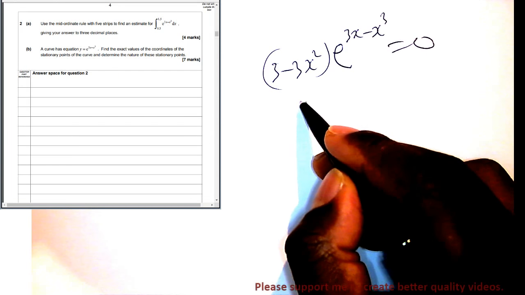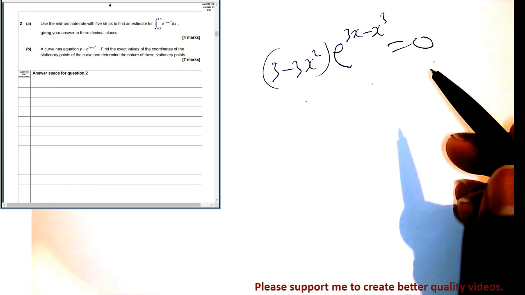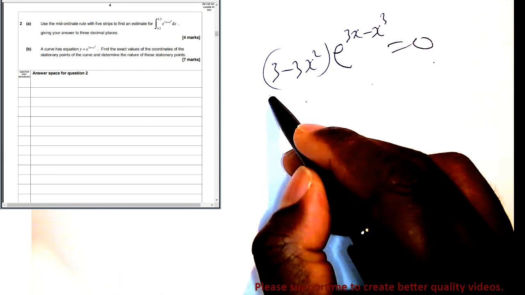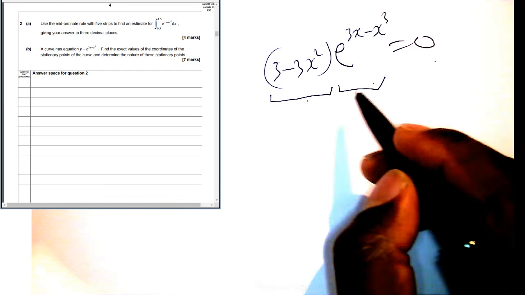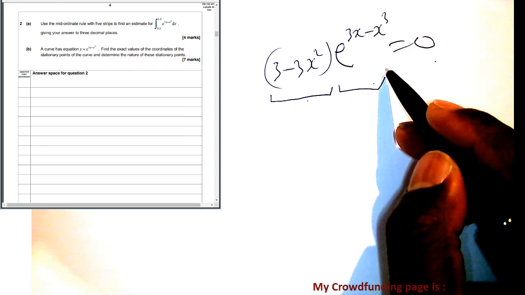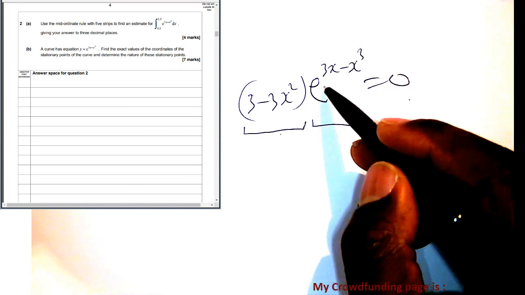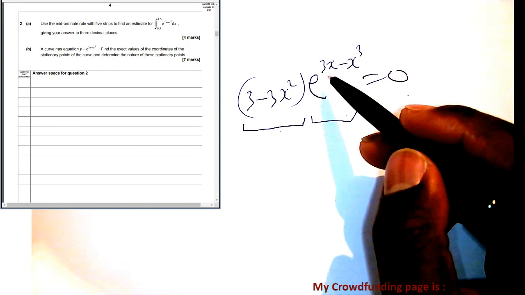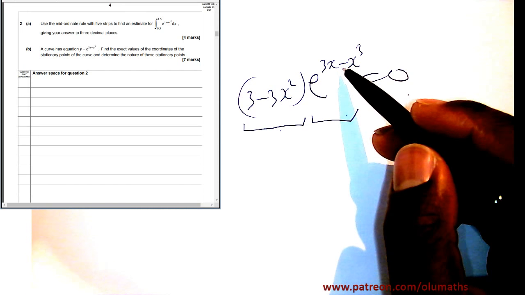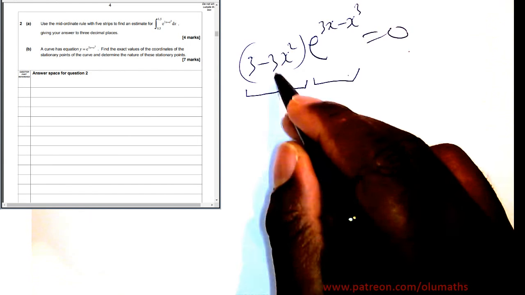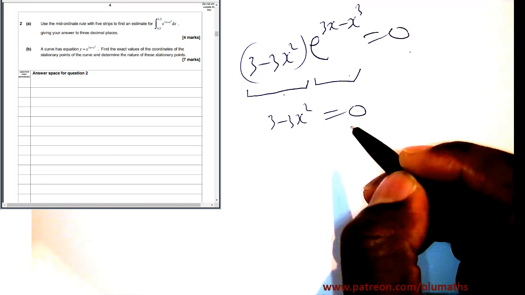If you have a multiplied by b to give you 0, it's either a is 0 or b is 0. So in this case, you have two things multiplying. You have this multiplying that to give 0. So it's either this is 0 or that is 0. Now, you would remember from the exponential graph that e to the power of anything can never go down to 0. Well, it would take negative infinity to take that down to 0. So, this is the only one that can be 0. So, 3 minus 3x squared equals 0.